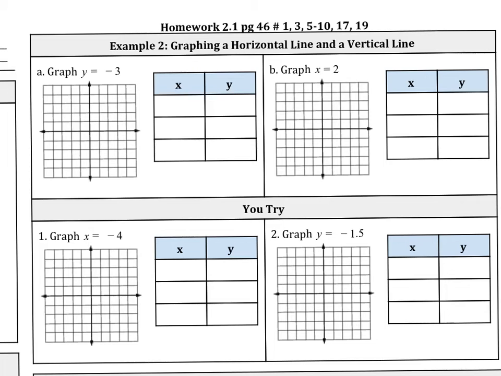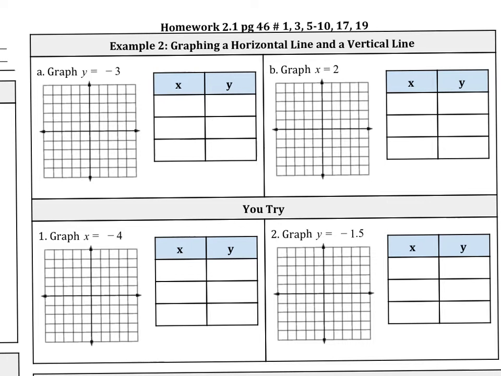Chapter 2.1, example number 2, graphing a horizontal line and a vertical line. Now let's graph letter A, graph y equals -3. You can choose any x values for this question, some negative values and some positive values.